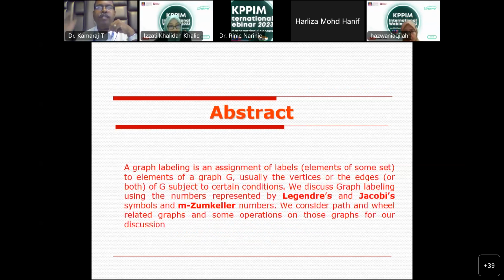Graph labeling is an assignment of labels, meaning some elements of some set, to the elements of a graph. Normally the elements of a graph may be points and edges. So it may be an assignment of labels to points or edges or both, depending on some conditions. We discuss graph labeling using some special numbers which are represented by Legendre and Jacobi symbols as well as Mersenne numbers. Here in our discussion, we consider path and wheel related graphs, and if time permits, we also see some operations on those graphs, and how we can go for labeling using the special numbers.